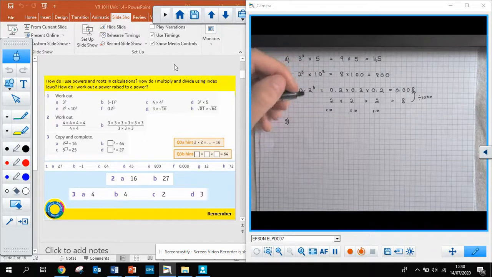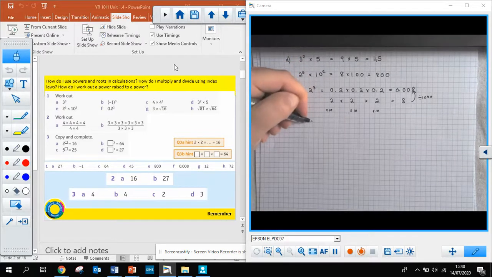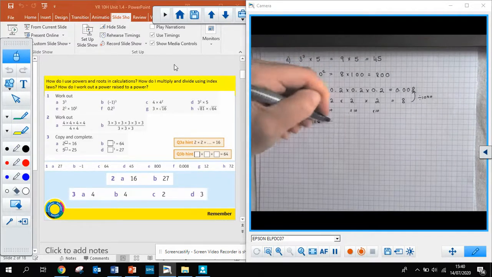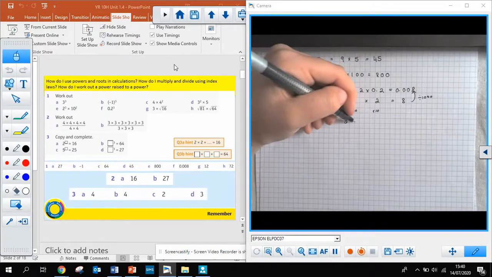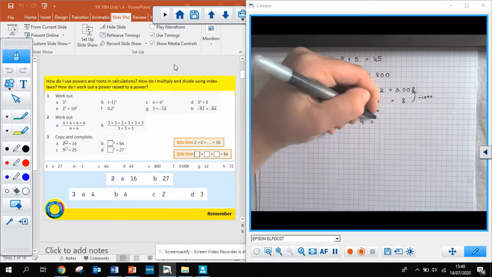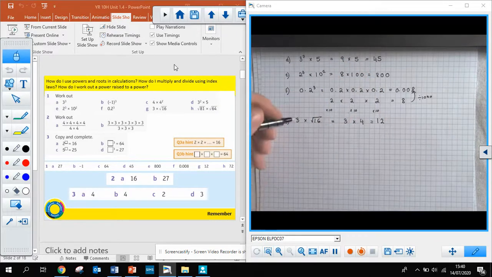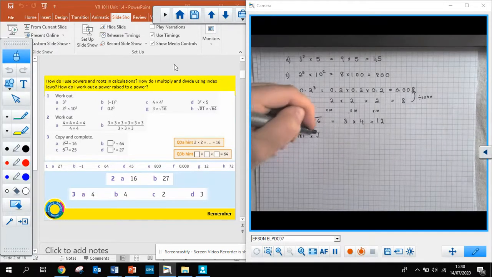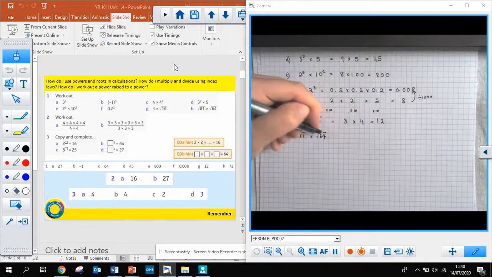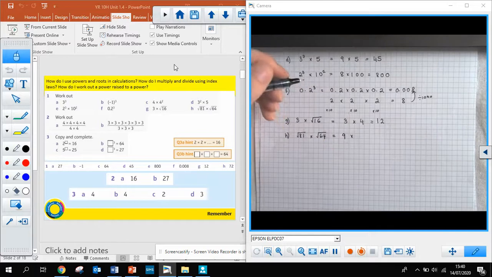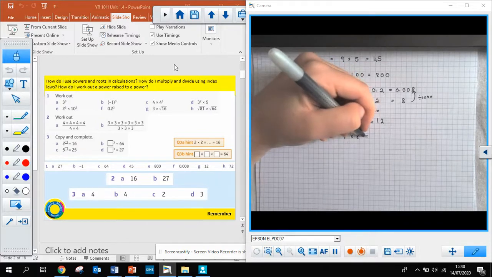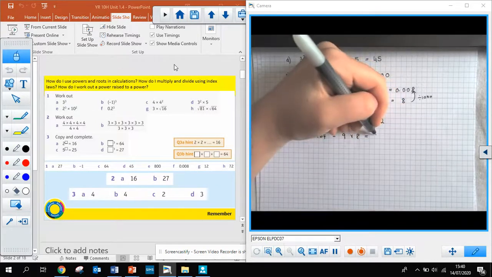Part G. G wants to know 3 multiplied by the square root of 16. The square root of 16 is 4, so I'm actually doing 3 multiplied by 4, and 3 4s are 12. And H wants to know root 81 multiplied by root 64. The square root of 81 is 9. The square root of 64 is 8. So I'm actually doing 9 times 8, and 9 times 8 is 72.